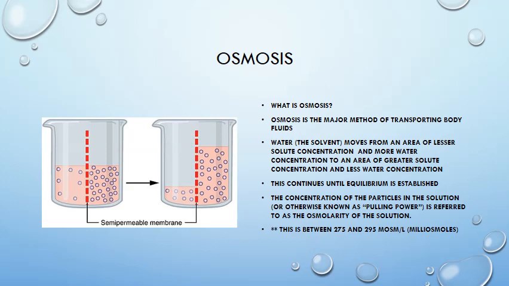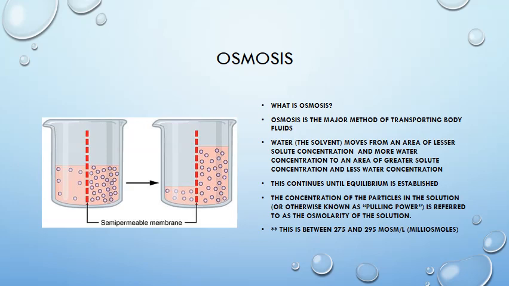So I'm going to show you a picture of this in class, but just so you understand that. Do not memorize the definition. Understand it. Okay? This occurs back and forth until equilibrium is established. While this is occurring, it will cause the volume of the higher concentrated area to become higher, and the volume of the lesser concentrated area to become less or weaker.